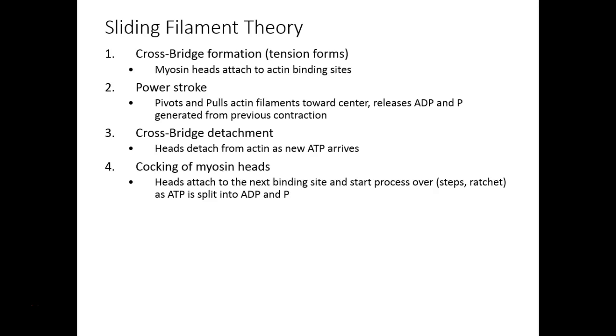The sliding filament theory consists of four major phases. The cross-bridge formation, where the tension forms, the myosin head attaches to the actin binding sites. Then there's the power stroke, which pivots and pulls the actin filaments toward the center, causes the ADP and phosphate to be released. The cross-bridge detaches then, so the head of the myosin detaches from the actin as a new ATP arrives, and then the head goes right back into that cocked position, ready for the process to start over as the ATP is then hydrolyzed back into ADP and phosphate.